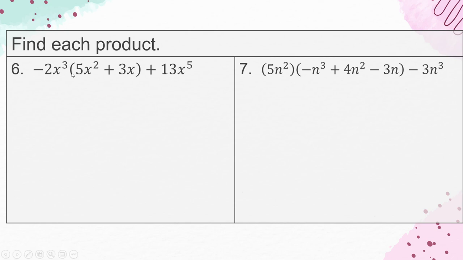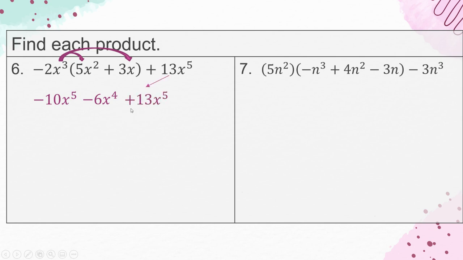Number 6, we're distributing negative 2x cubed. We stop distributing when we see this end parentheses here. So negative 2x cubed times 5x squared. Multiplying the coefficients, we get negative 10. And adding the exponents, we get negative 10x to the 5th. And then negative 2x cubed times 3x gives us negative 6x to the 4th. Remember, there's an understood one exponent here. And then I'm going to bring down that plus 13x to the 5th.